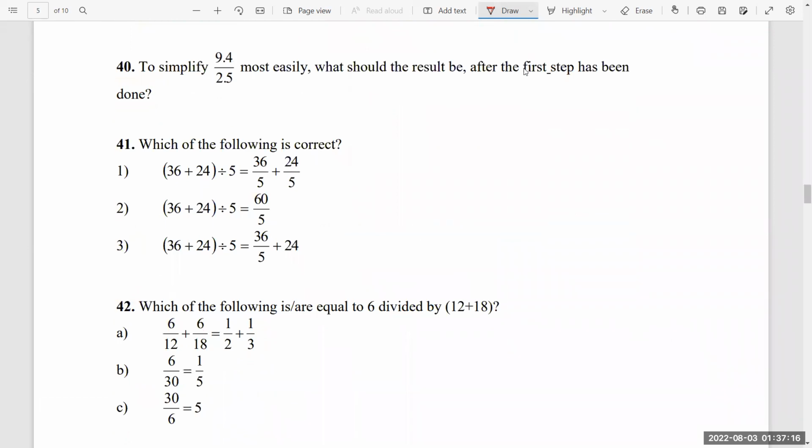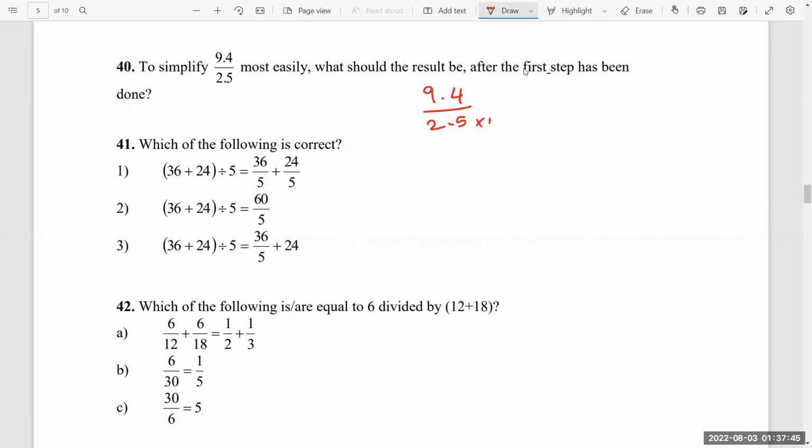Look at this one, number 40. To simplify 9.4 over 2.5, what's your operation here? What's your opinion to do this? You can multiply by 10 up and down to remove the decimal point, or you can multiply only by 4. Why not? 9.4 over 2.5.